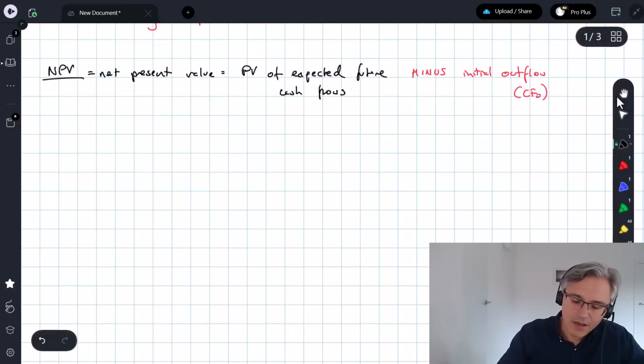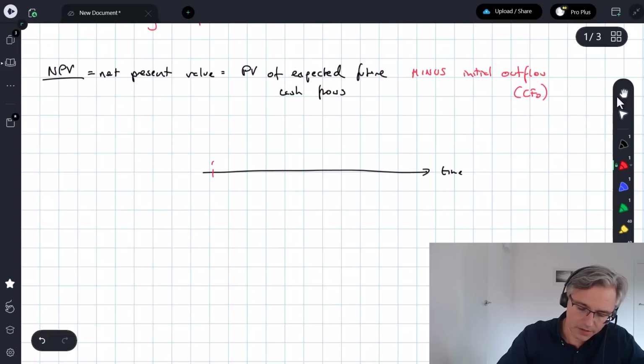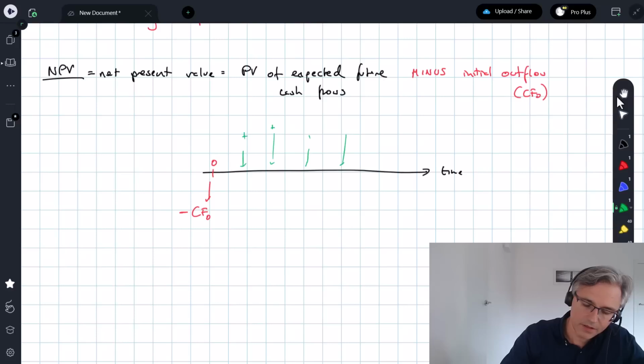being positives. So, if you depict this on a timeline, you typically here at time 0 have an outflow followed by inflows of various sizes, but these are going to be positive. So that's your CF1, your CF2, CF3, CF4, and so on.